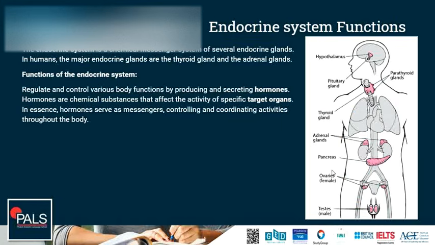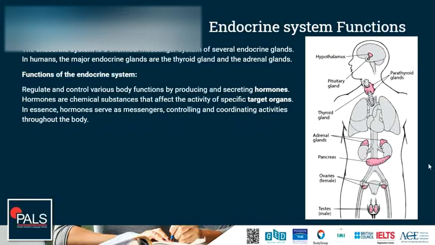The endocrine system is a chemical messenger system of several endocrine glands. In humans, the major endocrine glands are the thyroid gland and the adrenal glands. Functions of the endocrine system are regulating and controlling various body functions by producing and secreting hormones. Hormones are chemical substances that affect the activity of specific target organs. In essence, hormones serve as messengers controlling and coordinating activities throughout the body.